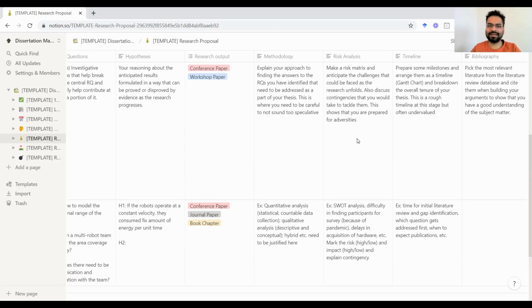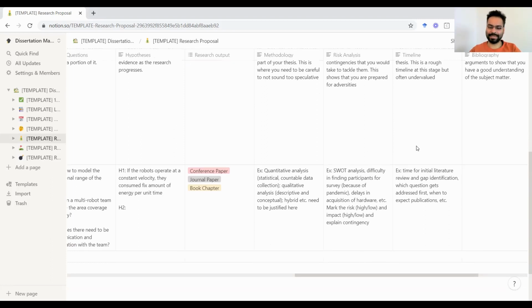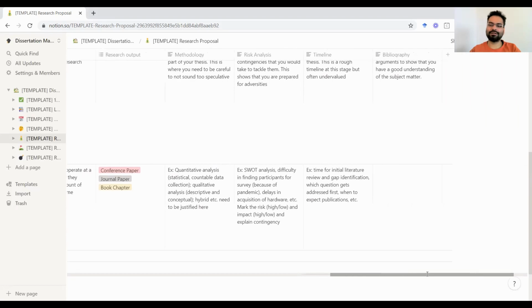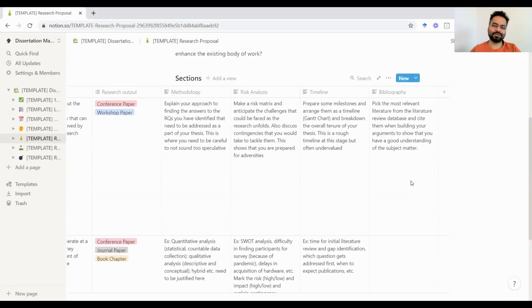This shows evidence that you have put your mind into the problem, you've thought this through, you're ready to give it all, okay? After all of this comes the timeline. This is another undervalued part of your proposal, but don't take it for granted.